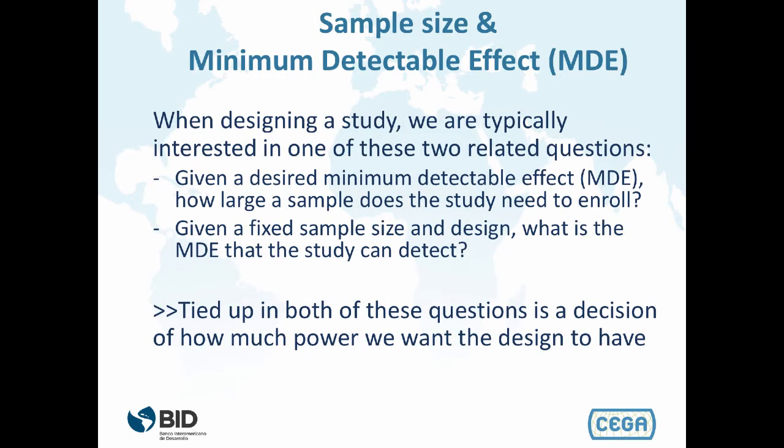When designing a study, we're typically interested in one of two related questions. First, given a desired minimum detectable effect, how large a sample do we need to do the study? Second, given a fixed sample size and design, what is the minimum detectable effect that the study can detect? Tied up in both of these questions is a decision of how much power we want the design to have.